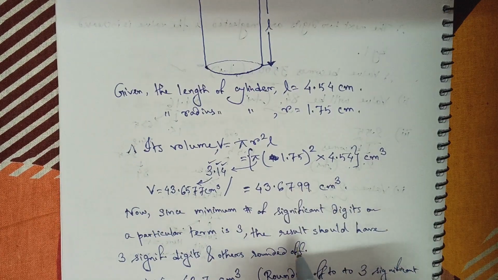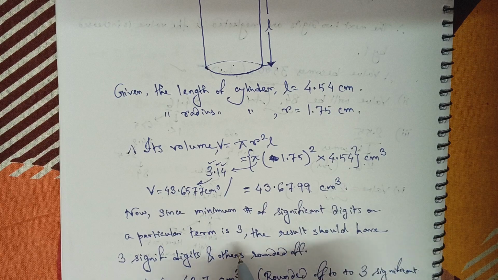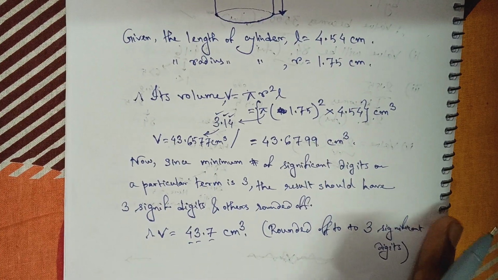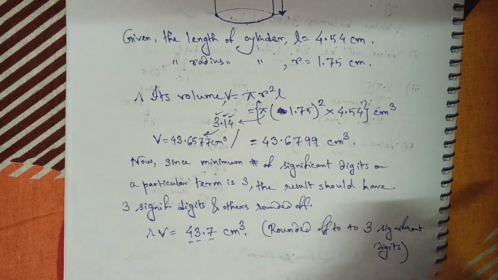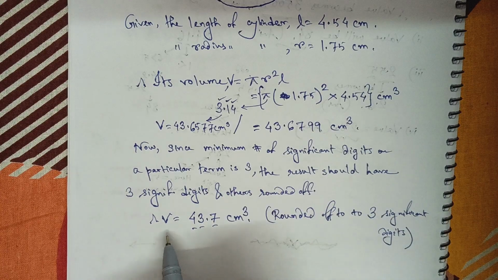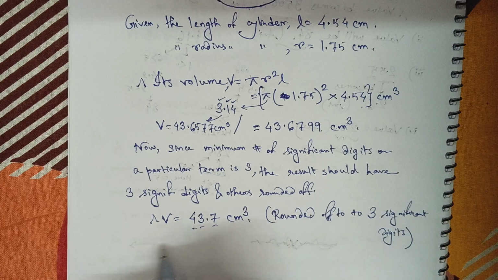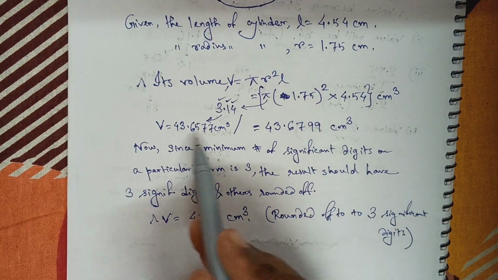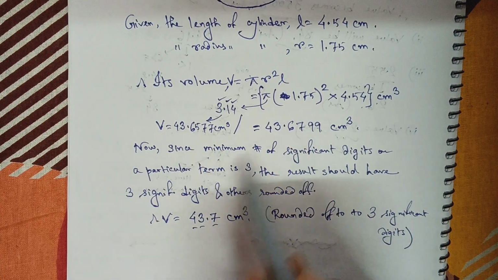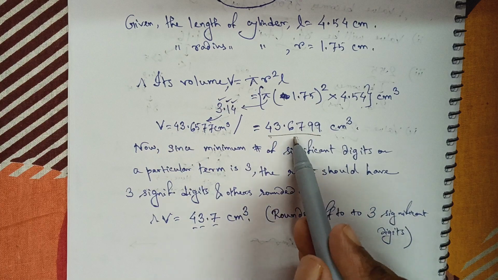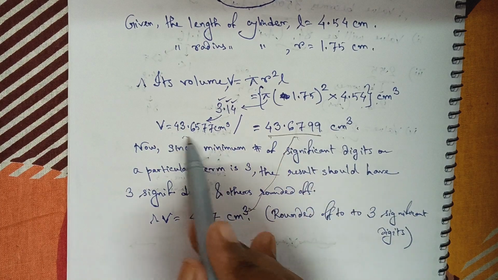Now, since the minimum number of significant digits in a particular term is 3, the result should have 3 significant digits and the others will be rounded off. It's a rule. So V is equal to 43.7 cm cube rounded up to 3 significant digits. From here you can see, from here and from here also.